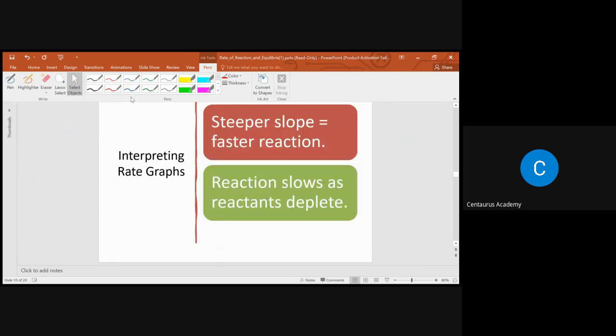Okay. So moving further, interpreting the rate graphs, we have talked about this, that the steeper the slope, the faster the rate of reaction is going to be. The reaction slows as the reactants deplete. And this is determined by the tangent of the curve, that is your gradient. This gets less steep, which depicts that the rate of reaction is slowing down because of the reactants depleting, or being used up or consumed.